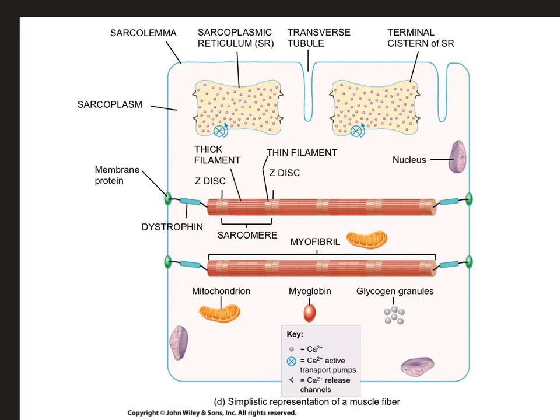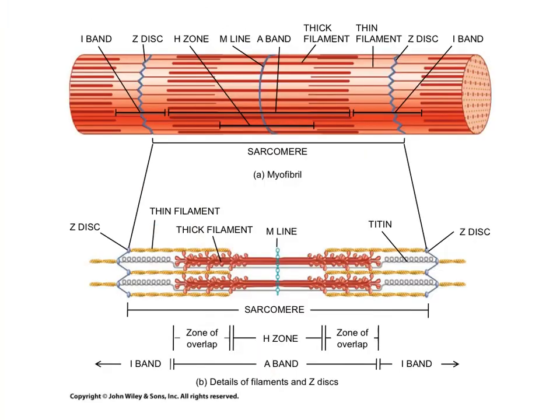Some other important things that we see within the cell are the mitochondria. A lot of mitochondria, like I mentioned before, because we need a lot of ATP for the muscle cell to contract. There's also myoglobin, which has a higher affinity for oxygen than hemoglobin, so we can have a little bit of oxygen storage. And then glycogen granules, which can be broken down and again used for energy. So we see these are all special things that we see in these specialized cells.